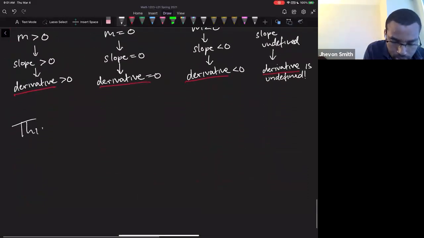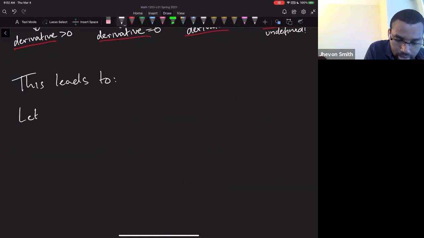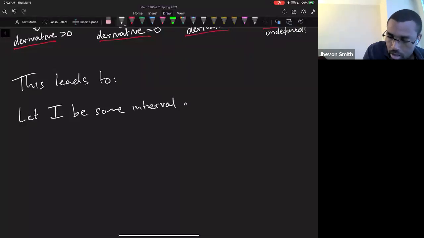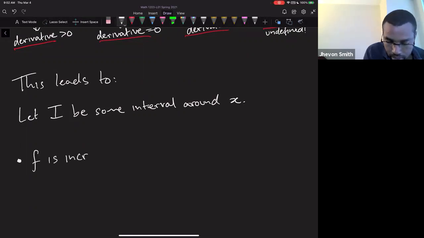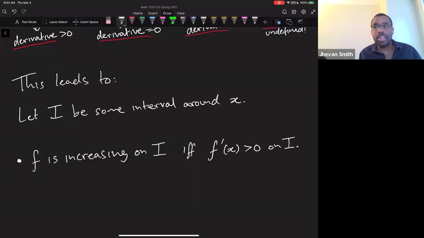So this leads to the following. Let I be some interval around x. Then we can say the following. F is increasing on I if f prime is greater than 0 there. Okay, so it turns out you can think of the derivative being positive as synonymous with increasing.